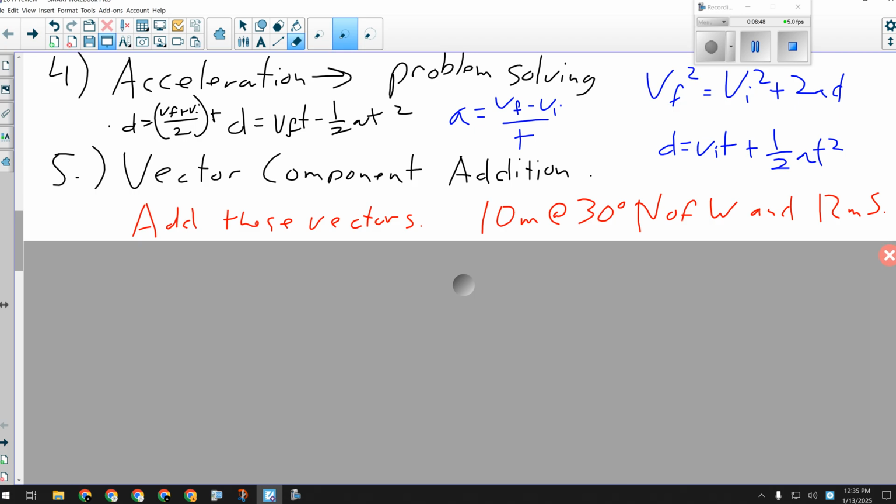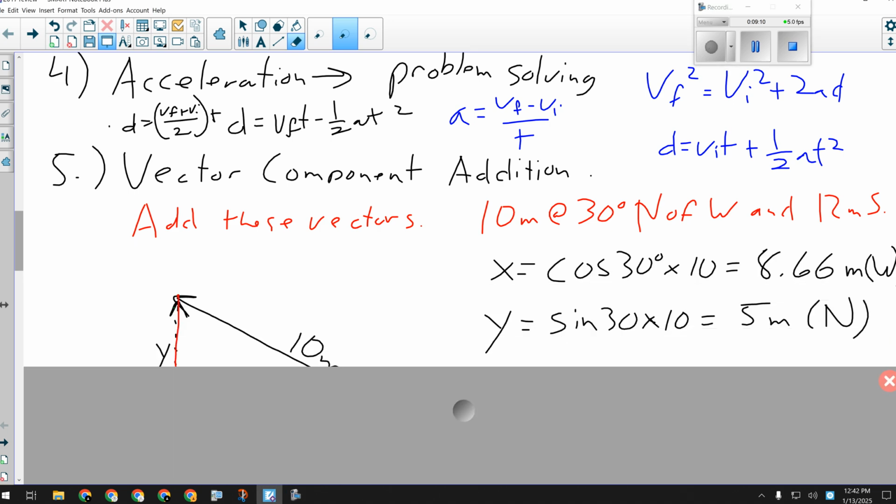So why don't we try that? So, problem on the board. Give that one a try. You're adding 10 meters at 30 degrees north of west and 12 meters south. That's 12 meters south. I'll give you a couple minutes on that one, see what we remember. So let's have a look at that one.